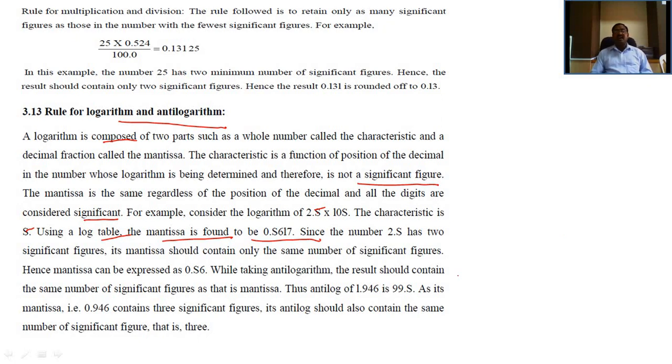While taking the anti-logarithm, the result should contain the same number of significant figures as the mantissa. Thus, the anti-log of 1.946 is 99.5, as its mantissa 0.946 contains 3 significant figures. This antilog should also contain the same number of significant figures, that is 3.